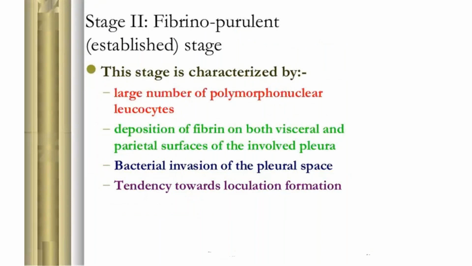Otherwise, the fibrinopurulent stage is characterized by a large number of cells, leukocytes, polymorphs. There is a deposition of fibrin on both visceral as well as parietal pleura. There is bacterial invasion of the pleural space, and because fibrin is there, there is a tendency towards loculation formation. That's the second stage. This will become a little difficult.